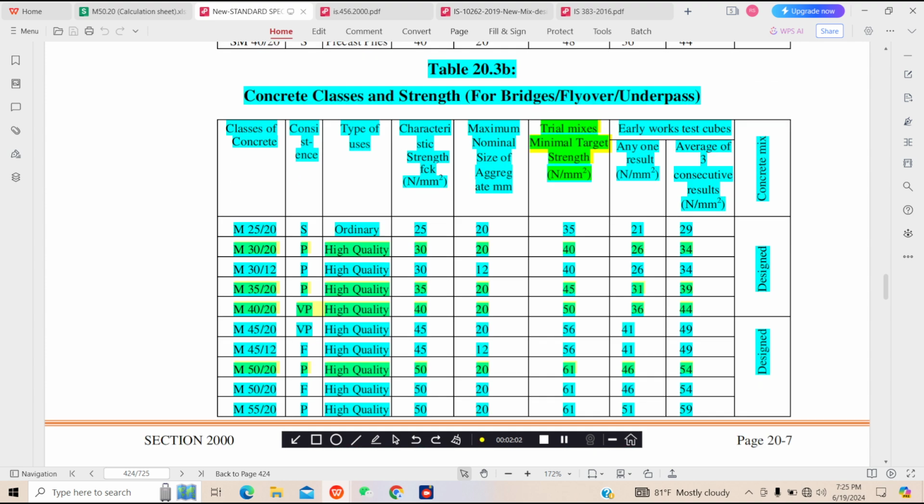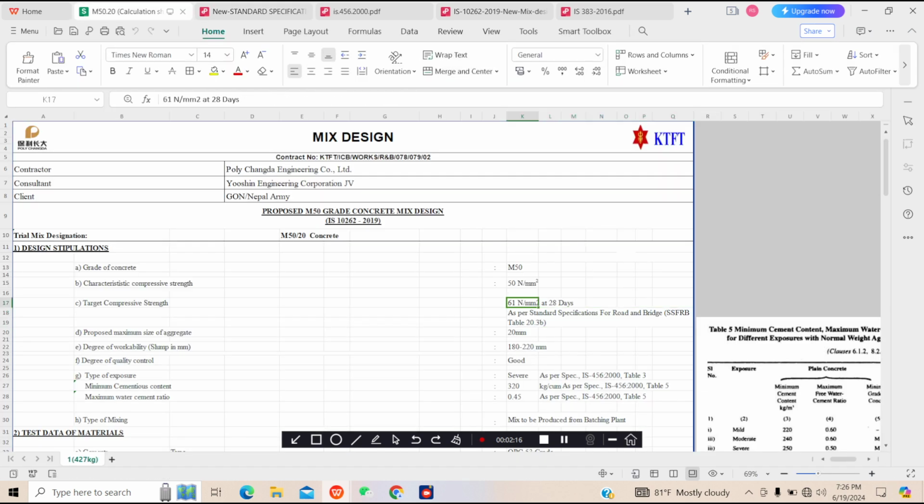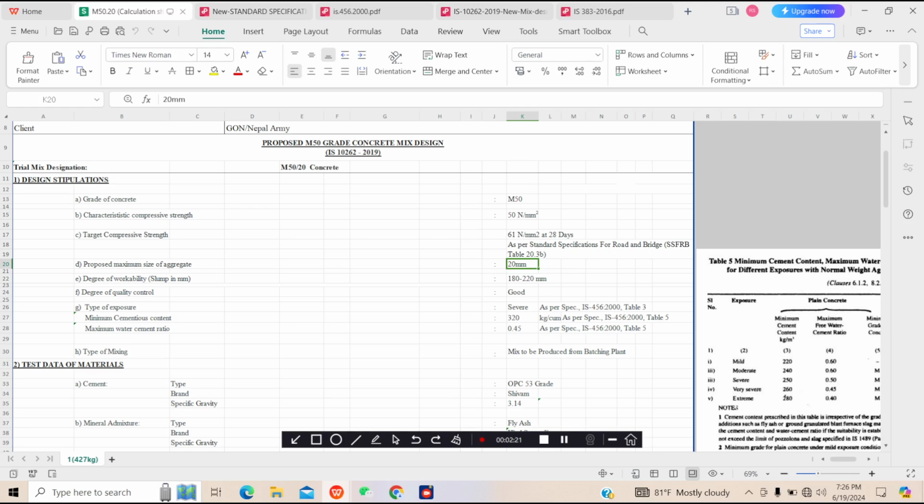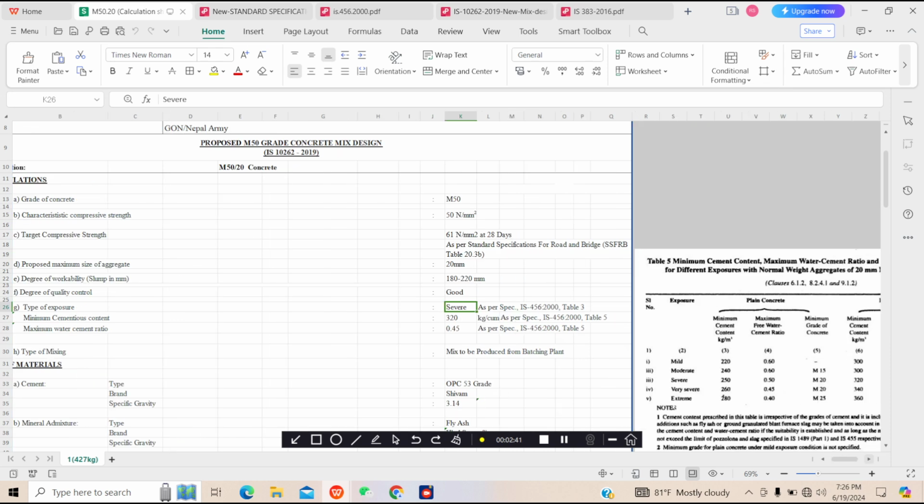So here we can see for the M50 by 20 grade of concrete, the target strength is 61 megapascal. So from this table we have taken this 61, and the maximum size of the aggregate we have used is 20 mm, and the slump we have used is 200 plus minus 20 mm, and the degree of quality control is good, and the type of exposure for the Nepal weather condition is severe.